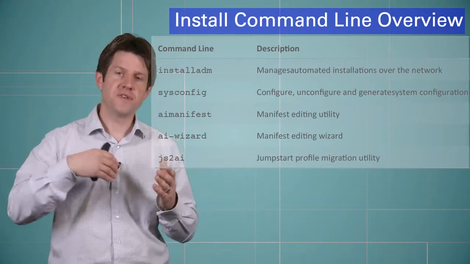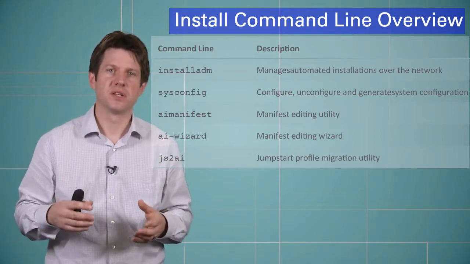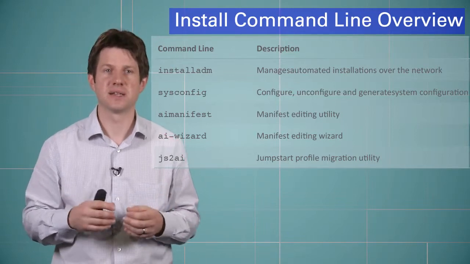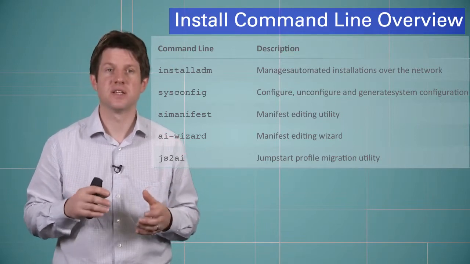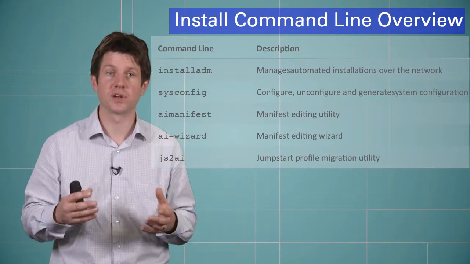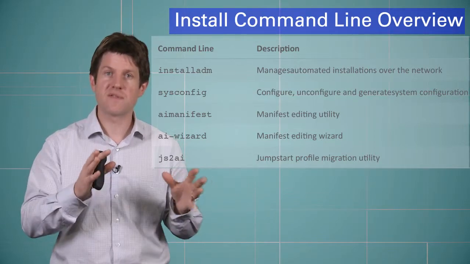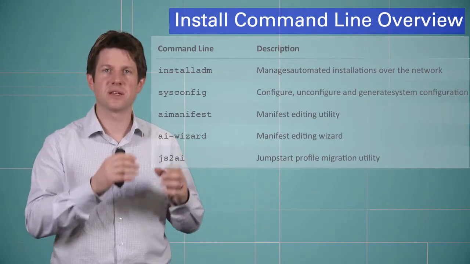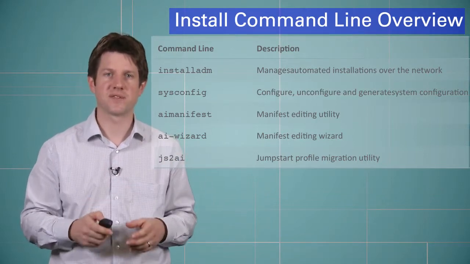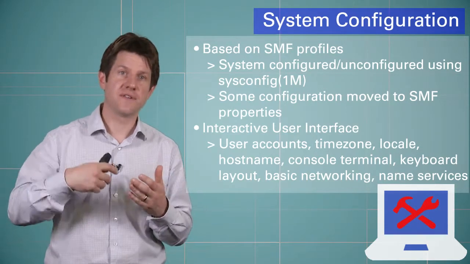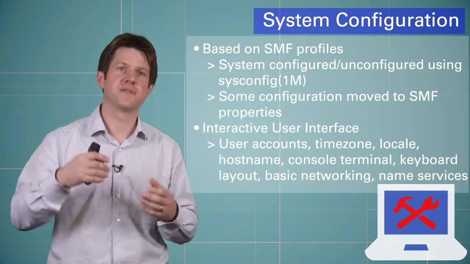But if you're moving over from a JumpStart environment, you'll likely be interested in this command line, the js2ai command. And this helps you migrate JumpStart profiles and rules across to the equivalent in the automated installer. It won't do everything, but it'll certainly get your base configuration across and you get up and running as fast as possible. So I've mentioned the SMF configuration provides system configuration.